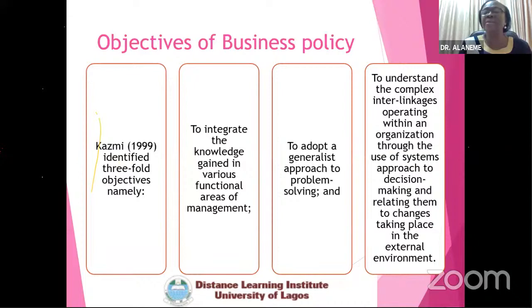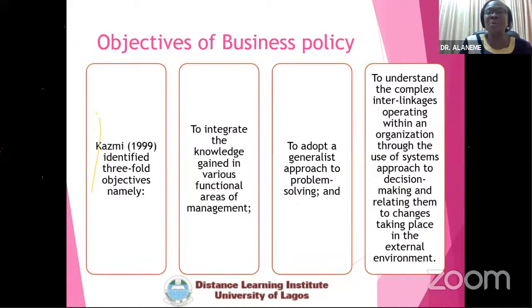And then he said again, to understand the complex interlinkages operating within an organization through the use of systems approach to decision making and relating them to changes taking place in the external environment. Now, the functional areas, yes, are also complex in their own nature. Now, if you must understand the complexity, there has to be that interlinkages between functional areas in an organization or the departments operating within an organization.